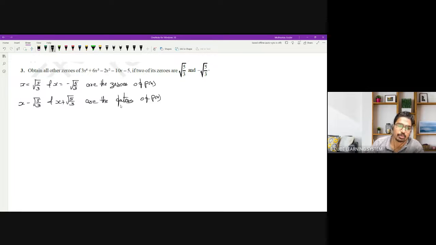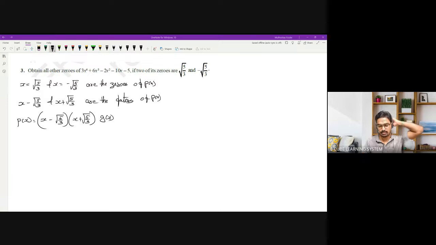Steps correct. You should write the steps. We have p of x is equal to x minus root 5 by 3 into x plus root 5 by 3 into g of x. Now we should multiply it separately. Maybe fraction again, mind, proceed. Let it be there. Proceed in the same way we studied.